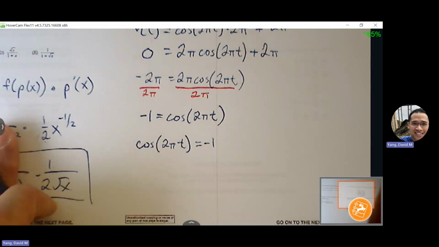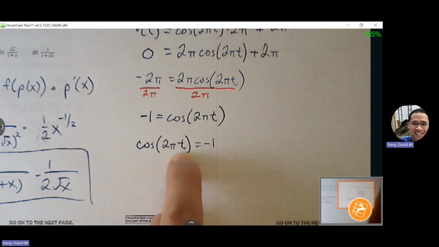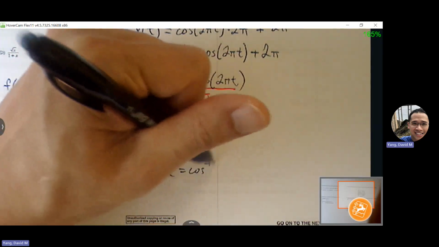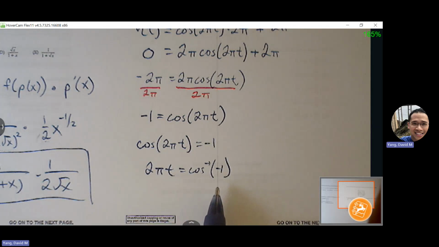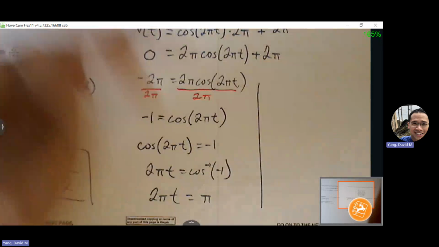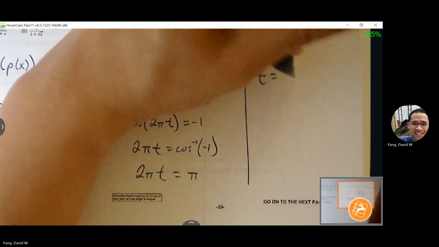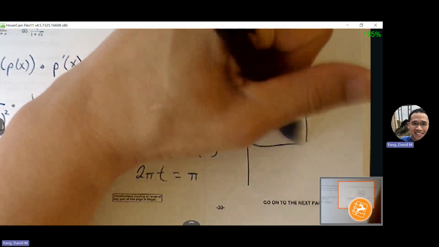So this requires an inverse trig. If I want to solve for t, I'm going to rely on inverse trig to carry that cosine over to the other side. So 2 pi t is equal to inverse cosine of -1. We ask ourselves, when is cosine equal to -1? Unit circle wise, it's at pi. Cosine of pi is -1. So 2 pi t is equal to pi, then divide both sides by 2 pi to solve for t. T equals 1. The pi's will cancel out.